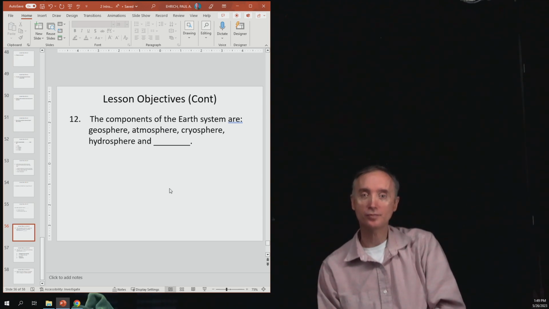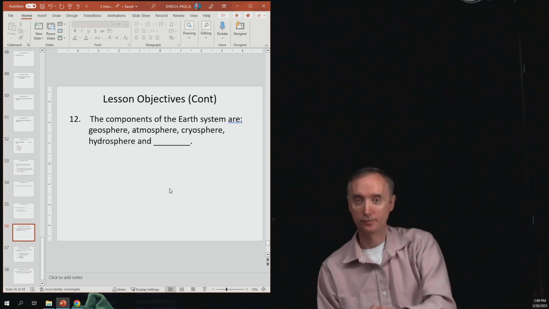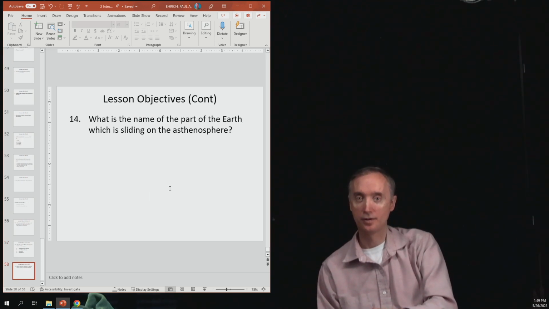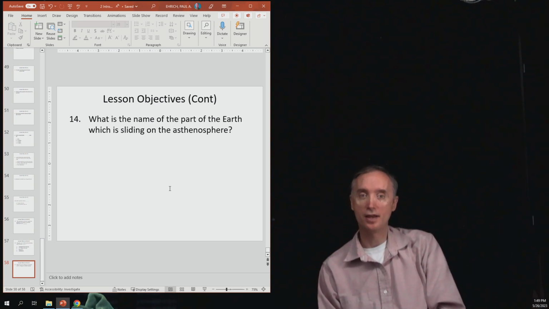Number 12. The components of the Earth system are the geosphere, the atmosphere, the cryosphere, the hydrosphere, and the biosphere. Number 13. The Earth is hot on the inside for all of the following reasons except magnetism. Question number 14. What is the name of the part of the Earth which is sliding on the asthenosphere? That would be the lithosphere.